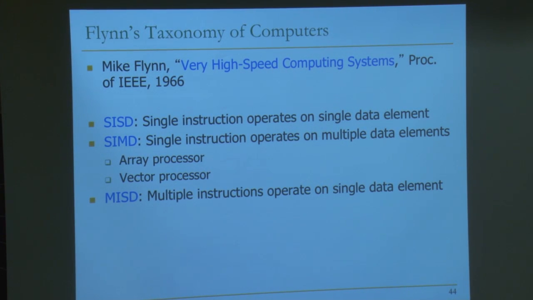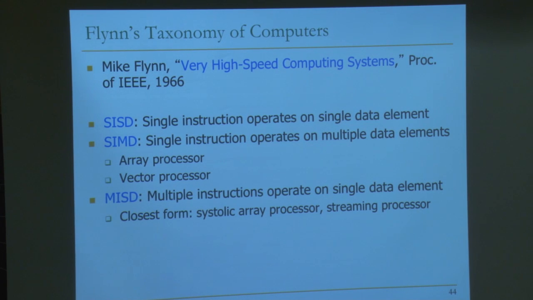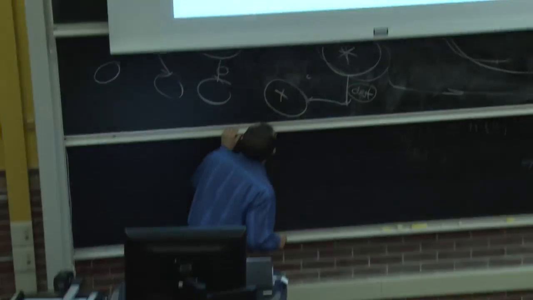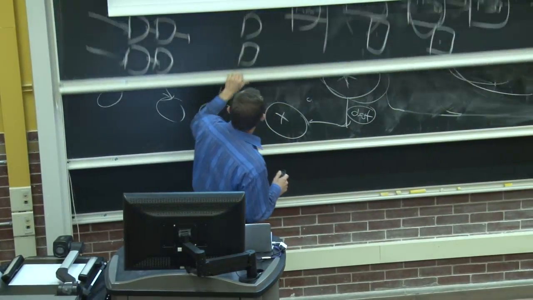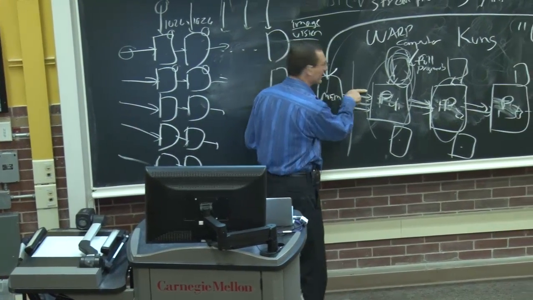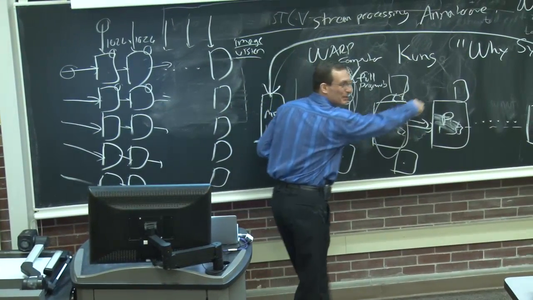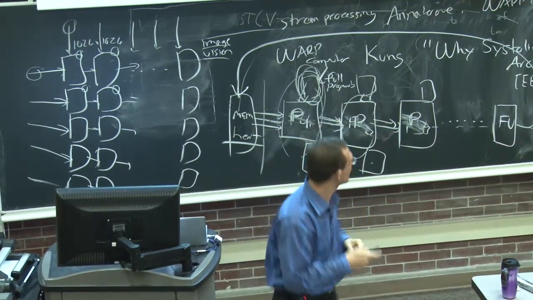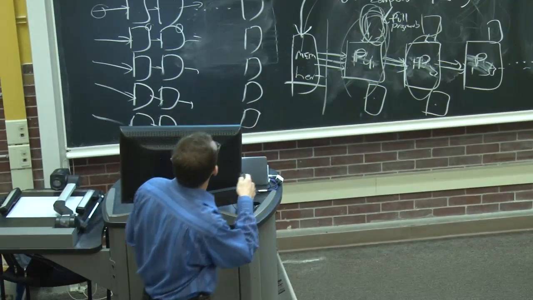MISD is kind of weird. You have multiple instructions operating on single data elements. You could argue that whatever I showed you here is kind of like MISD. Uh-oh, it disappeared. Okay, this is kind of like MISD, maybe. You supply one data element, and multiple instructions operate on it, and they transform it somehow. It's not perfect, but that's another category of processors.